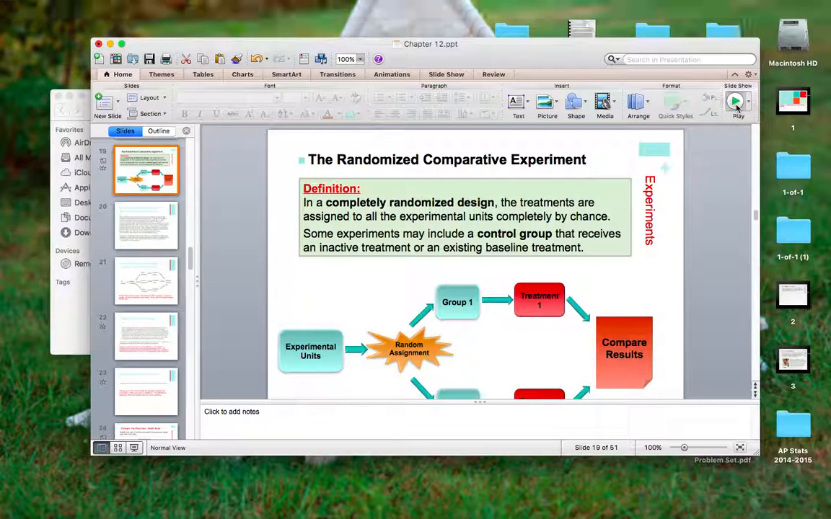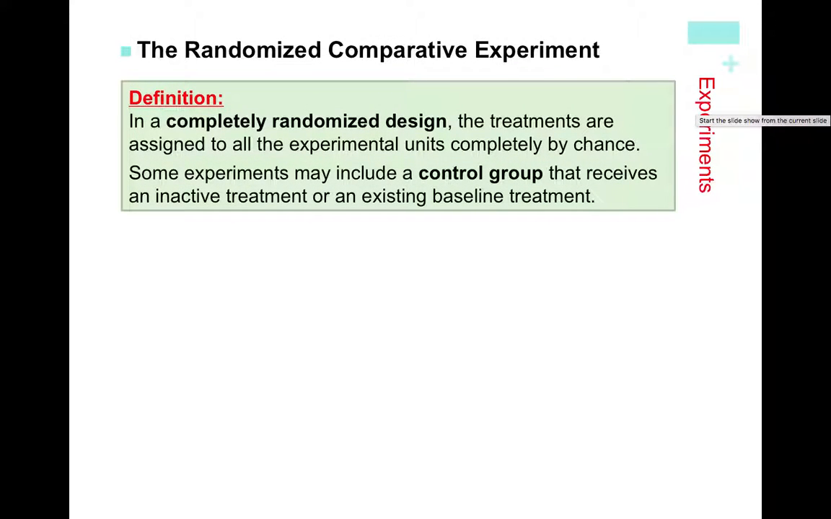Okay, so to keep talking about how to properly design an experiment, we have to keep in mind those four principles. From those four principles, we'll come up with what we'll call a completely randomized design. In a completely randomized design, the treatments are assigned to all the experimental units completely by chance. Some experiments may include a control group that receives an inactive treatment or an existing baseline treatment.